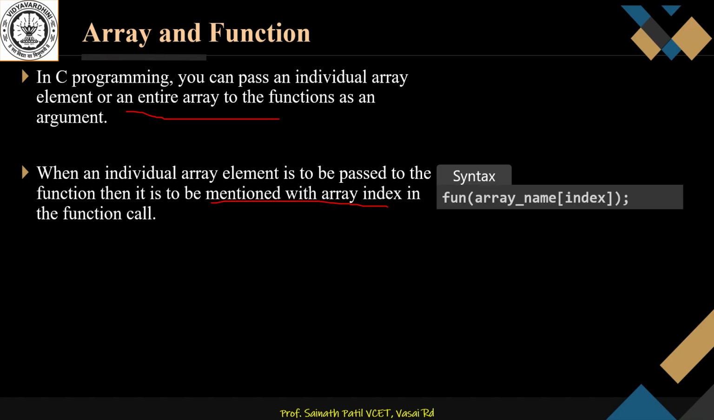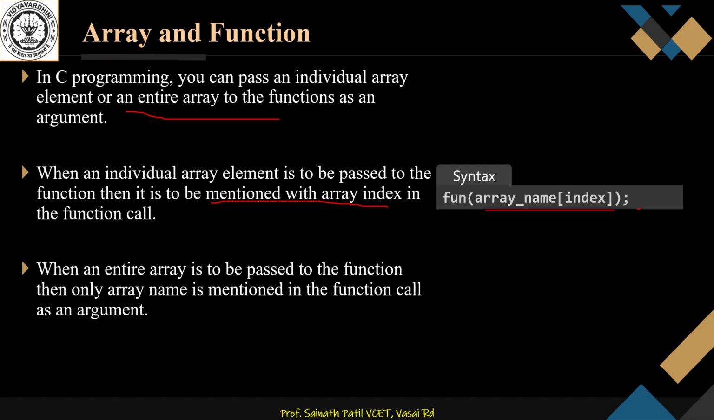For example, in the syntax, fun is the function name. In a function call, we simply pass the array name, then the index in square brackets, then a semicolon. That is, the array name with the index in square brackets is an individual element of that particular array, which is passed as an argument to the fun function.